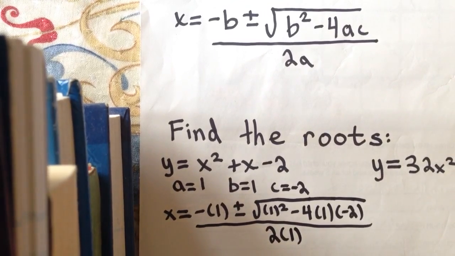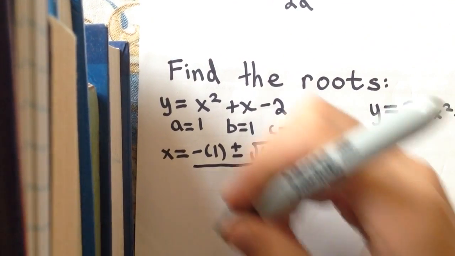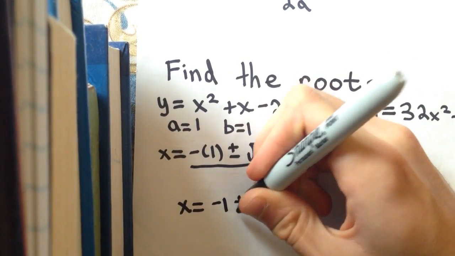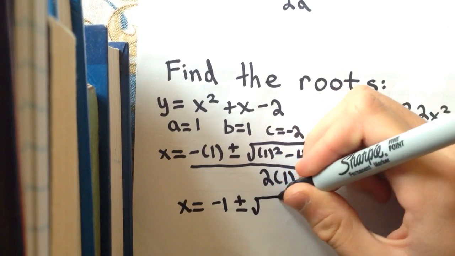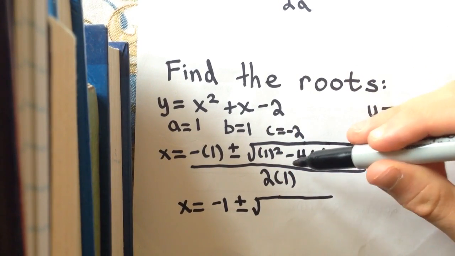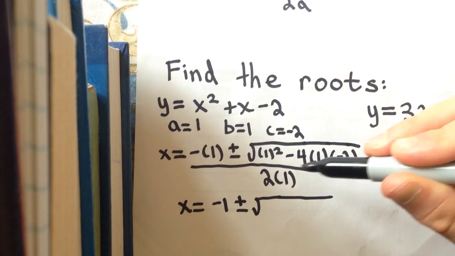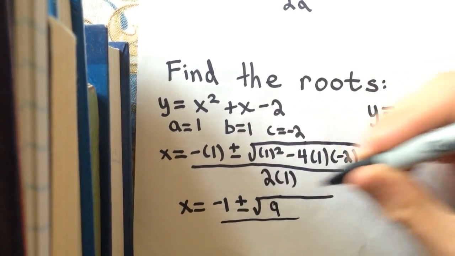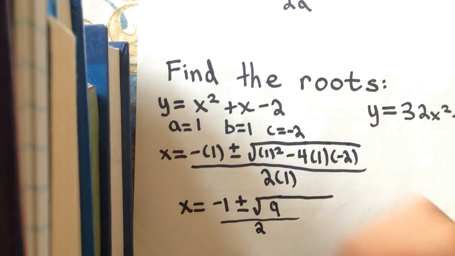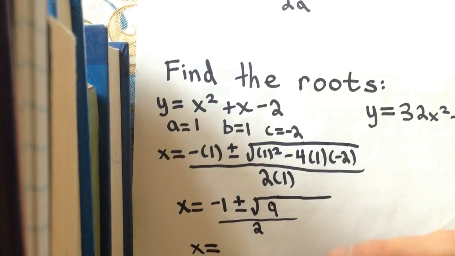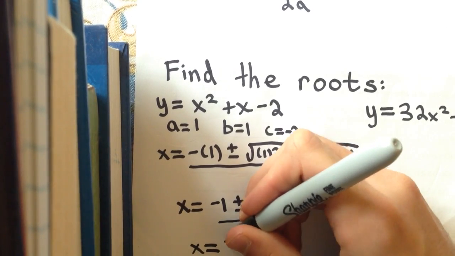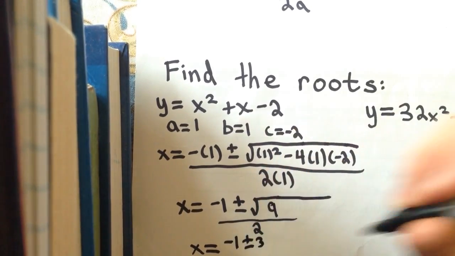So then, using our amazing simplification skills, we know that x is equal to negative 1 plus or minus the square root of 1 squared minus 4 times negative 2, which is positive 8, so 1 plus 8, which is going to be 9, and then divided by 2 times 1, which is 2. So x is equal to negative 1 plus or minus root 9. We know that root 9 is equal to 3, so it's negative 1 plus or minus 3. So x is equal to negative 1 plus or minus 3 divided by 2.